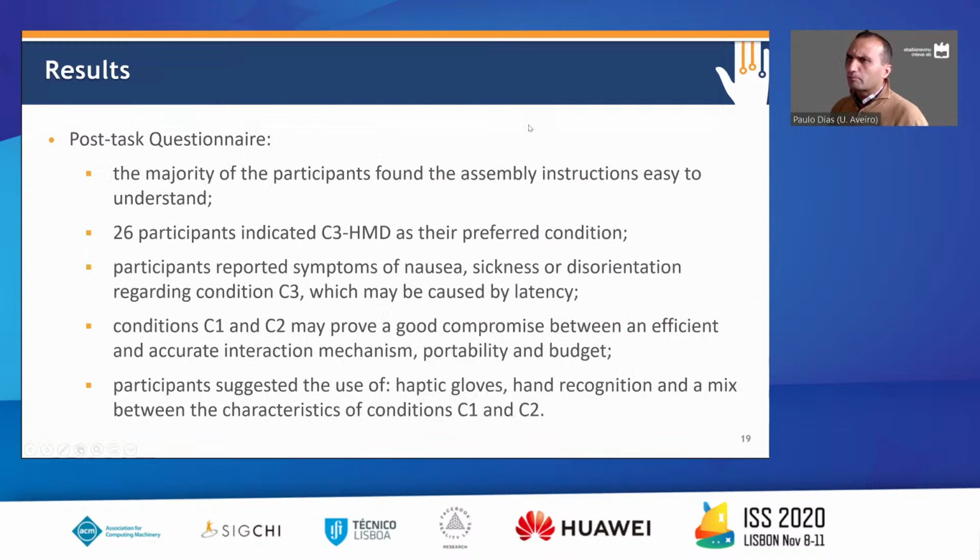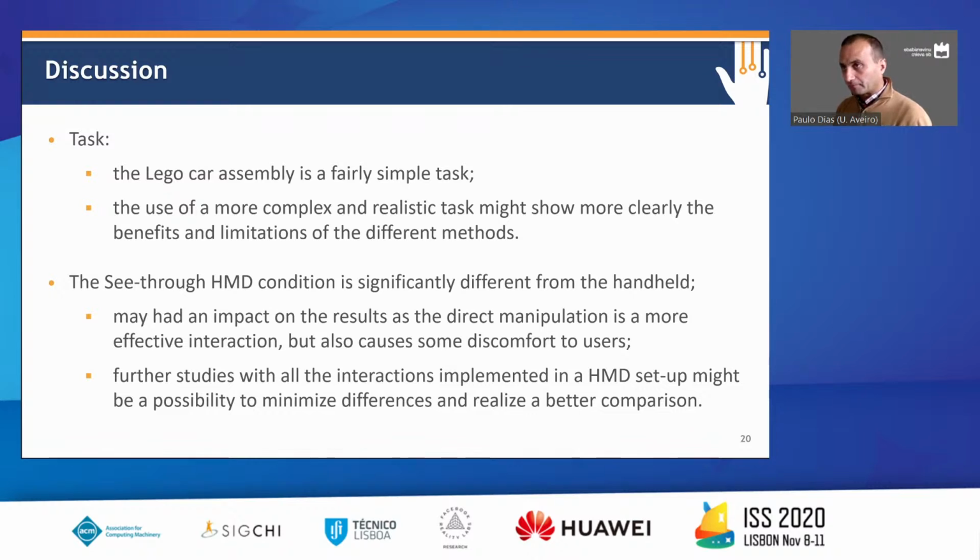We also have a post-task questionnaire. Most of the participants, actually 26 out of 27, preferred the HMD. But most of them also considered that conditions C1 and C2 are still usable and maybe a good compromise, because they are not so complex and they are also much less expensive than the HMD. So actually, this is a conclusion that we have.